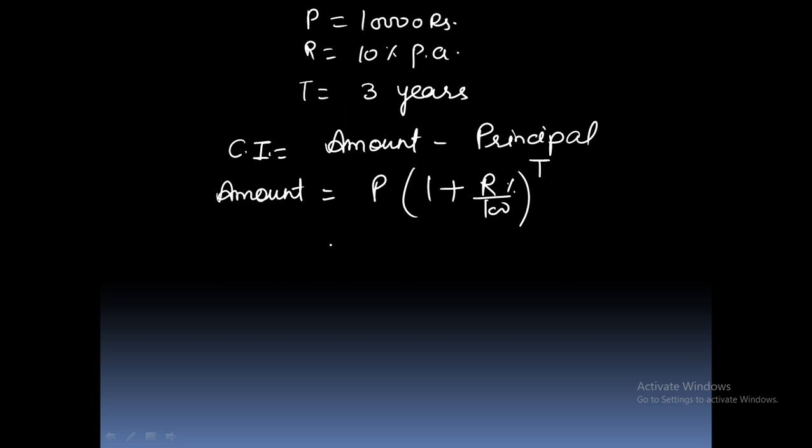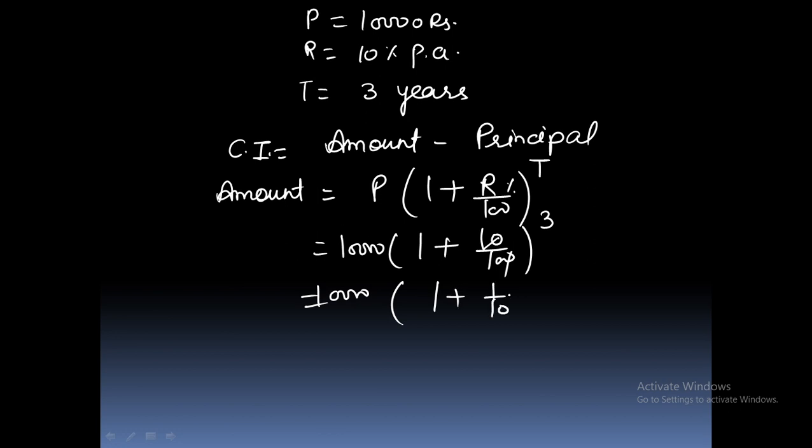Now how will you calculate the amount? Principal amount is 10,000. 1 plus 10 over 100, 10 is the rate of interest. Time is given, 3 years. Zero cut with zero, 10,000 times (1 plus 1 by 10) power 3. LCM is 10. 10 ones are 10, and 10 divided by 10 is 1, multiply 1.